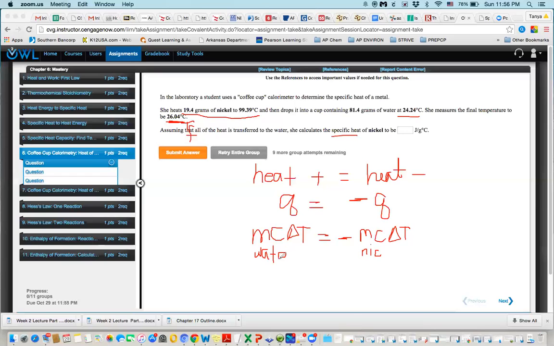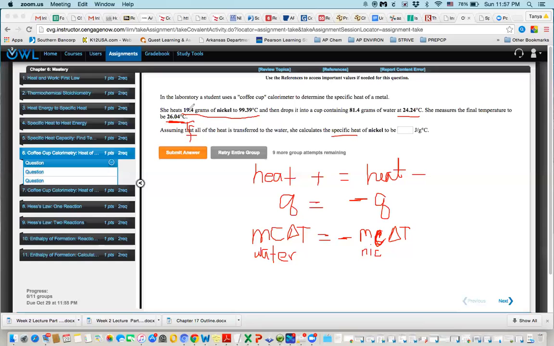Okay, and we're looking for C for the nickel. That's what we're looking for. Now, granted, you could just look it up, but it may not be the same answer. This is an experimental result, so it may not be the same answer that you find on your reference table. Do you try to just cheat it and not do the math?